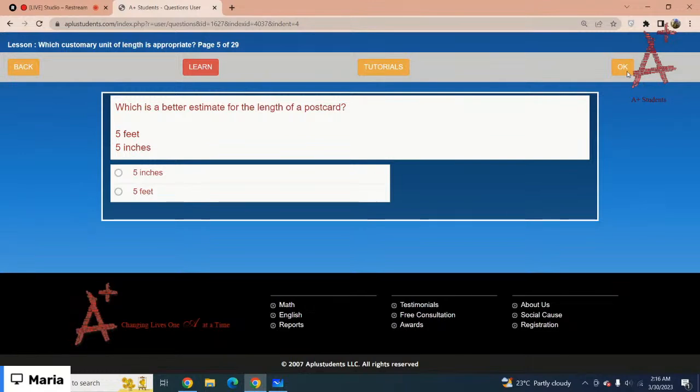Which is the better estimate for the length of the postcard, 5 feet or 5 inches? Yes, the length of the postcard would be in inches. Got it? Feet is a very big unit for the length of a postcard. The postcard must be 5 inches, not 5 feet.